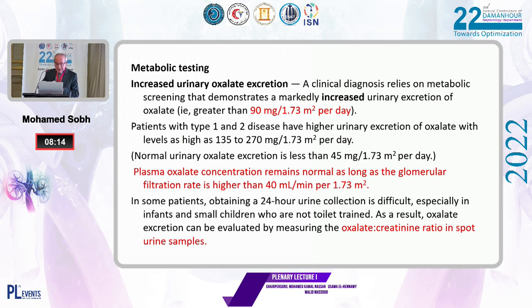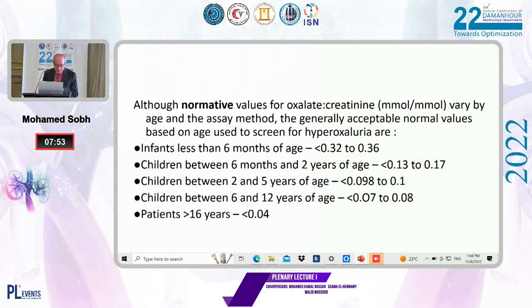Normal urine excretion is less than 45. Now we are talking about 100, 200, and these figures. So 24-hour urine oxalate is the standard. Plasma oxalate concentration remains normal as long as the kidney function is normal. But when GFR goes down below 40 milliliters per minute, it starts to go up.